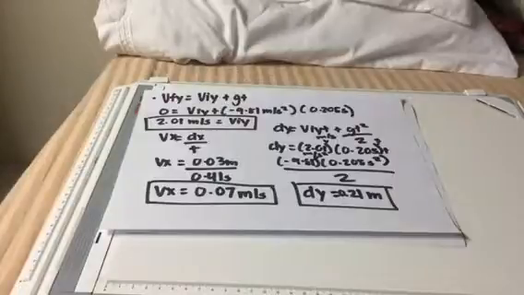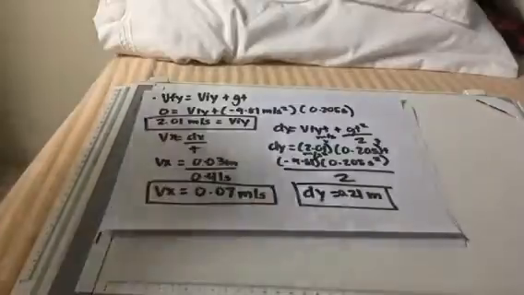Then we need to get Vx. Vx equals dx divided by t. Plug in the values, we end up with 0.07 meters per second. Now dy equals VIY t plus g t squared divided by 2. Put in the given values, and we end up with 0.21 meters, either way.